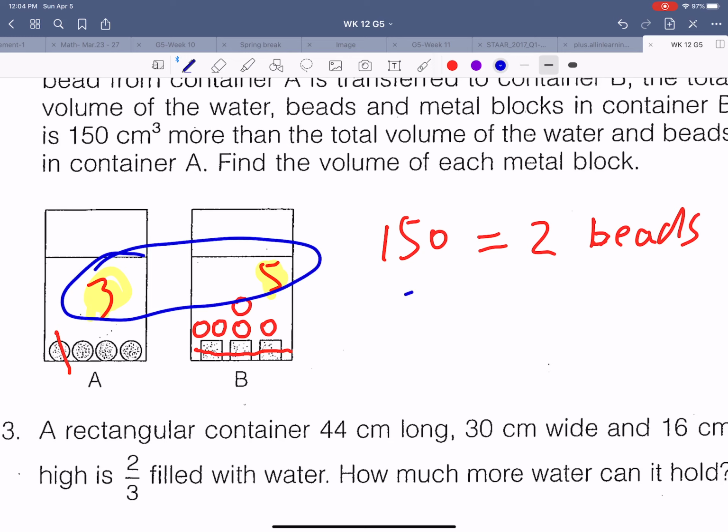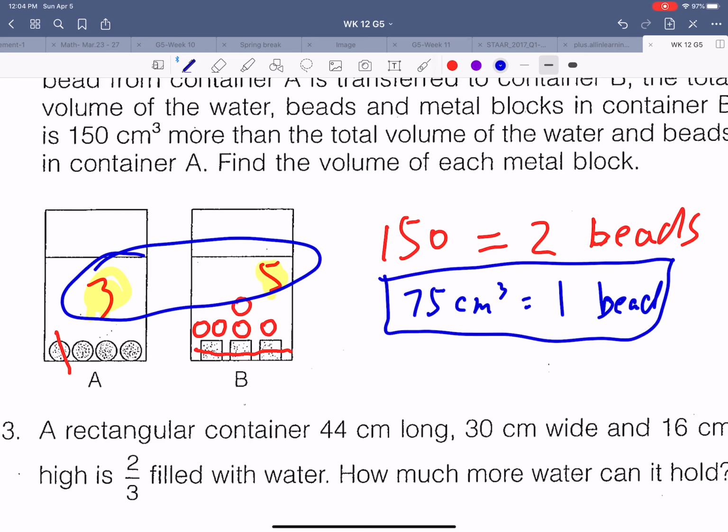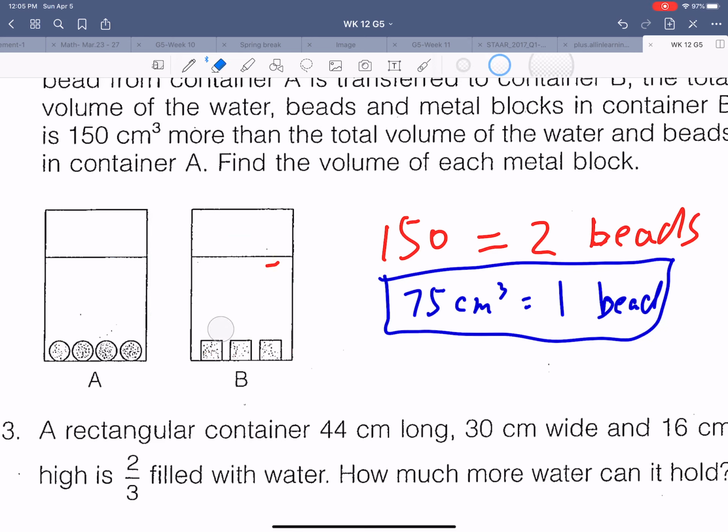So from here, it should be easy for us to figure it out. 1 bead should be 75 centimeters cubed. Okay, this is the key information here. 1 bead equals 75 centimeters cubed. I'm gonna erase this part. 1 bead is 75. So how many beads do we have here? 4. So 75 times 4 is gonna be 300.